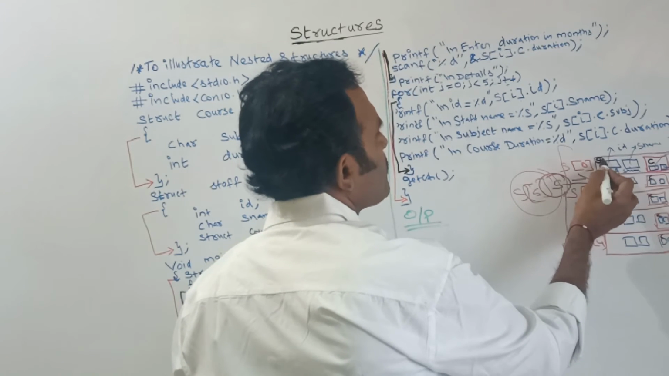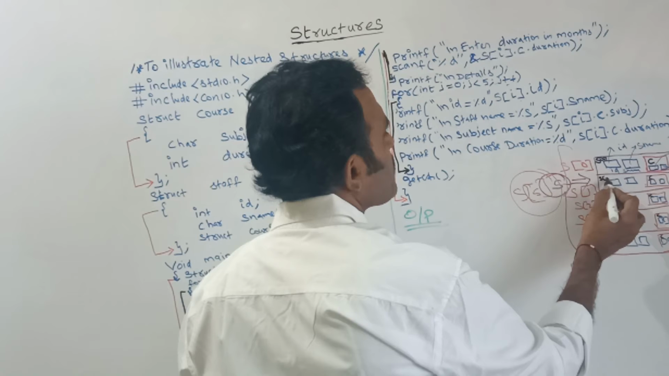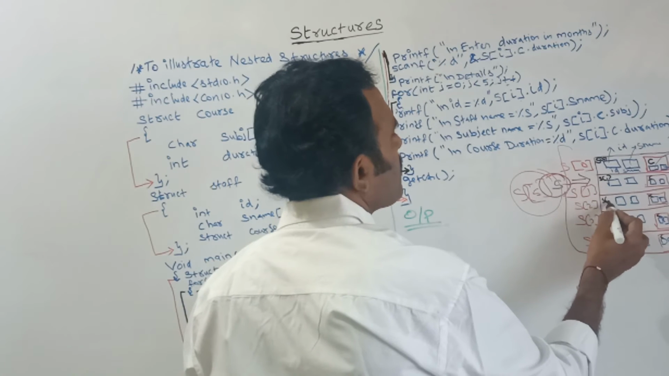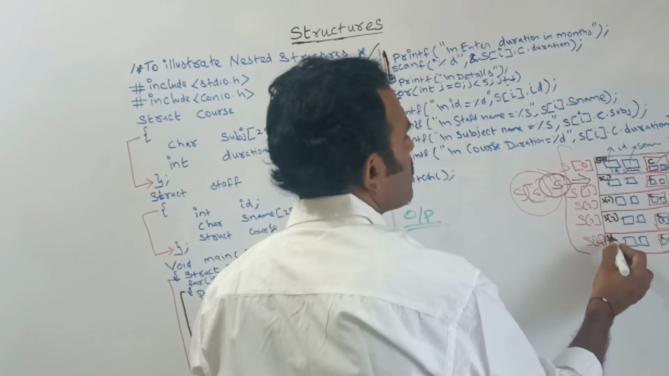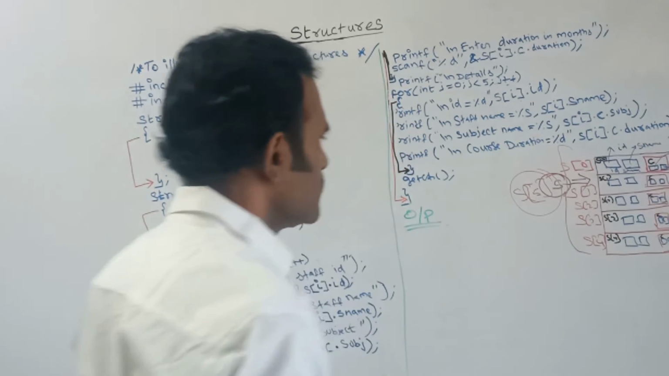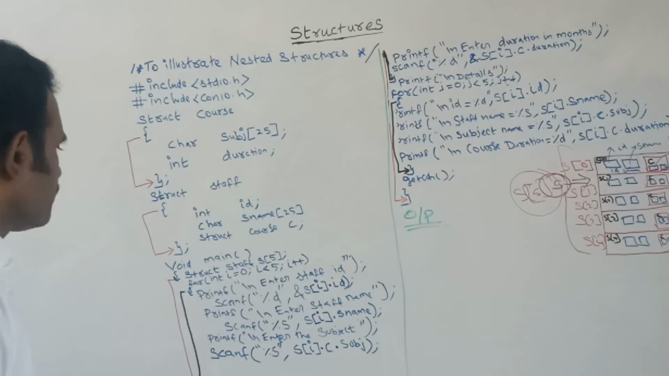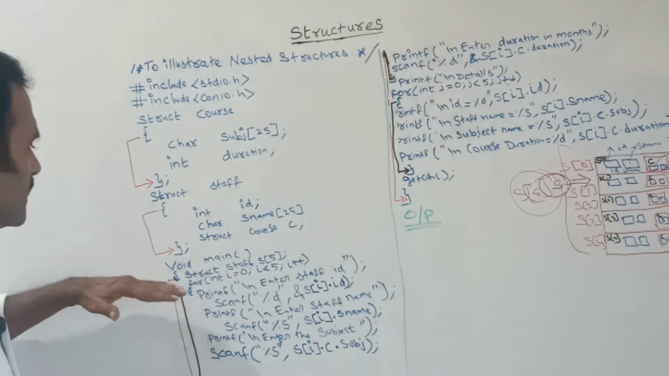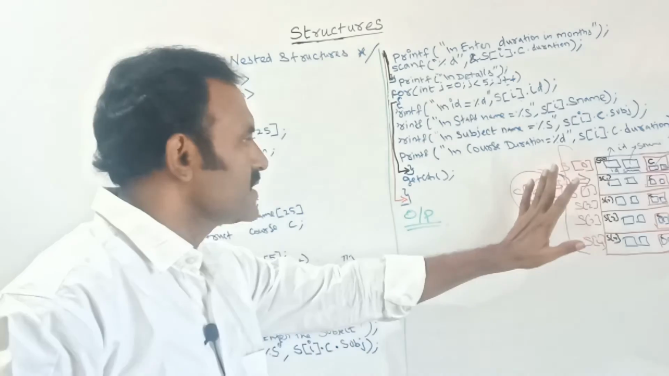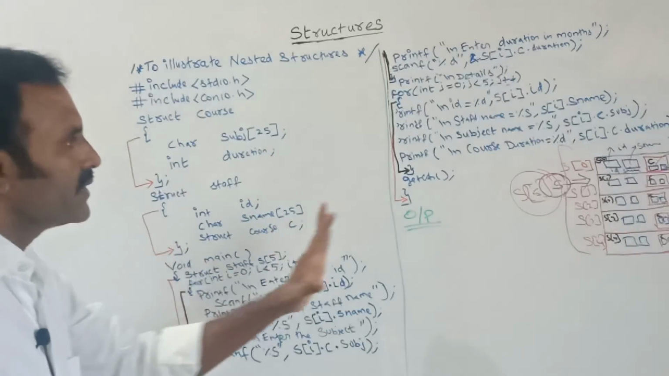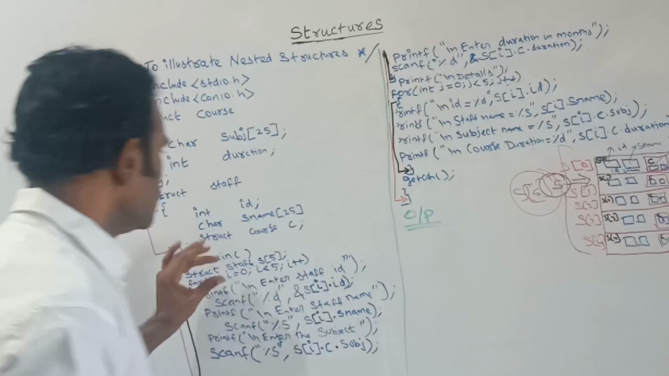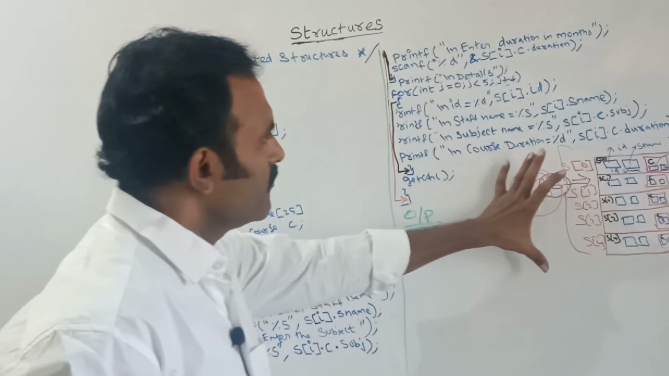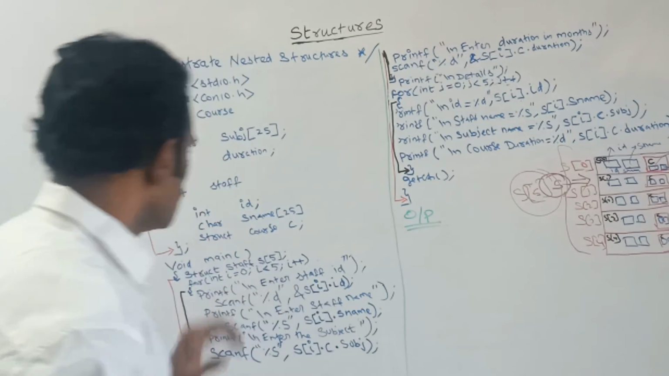This one is s of 0, s of first, second, third position, fourth position. See here, in the structure I had created the structure variable as s of 5. So the memory will be allocated for the structure variable here. Totally a maximum of 5 records we can store here.